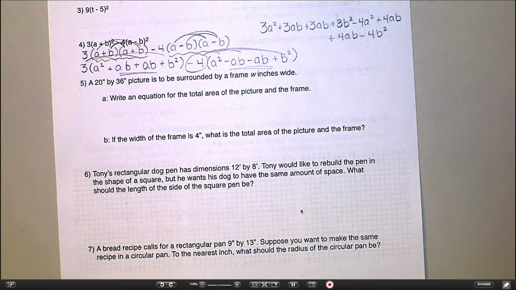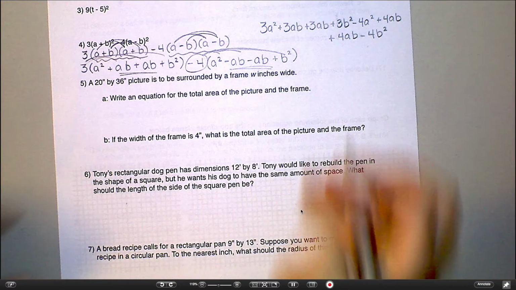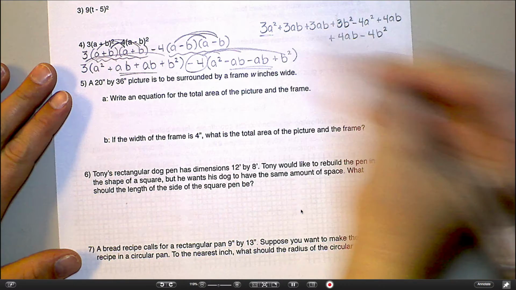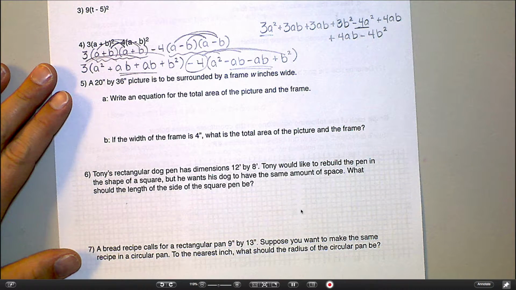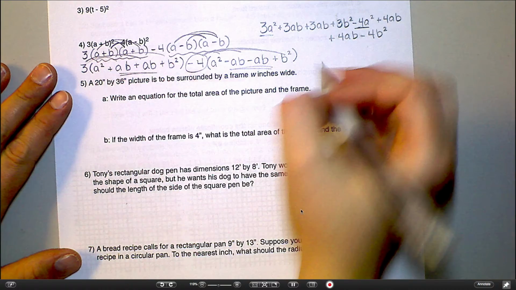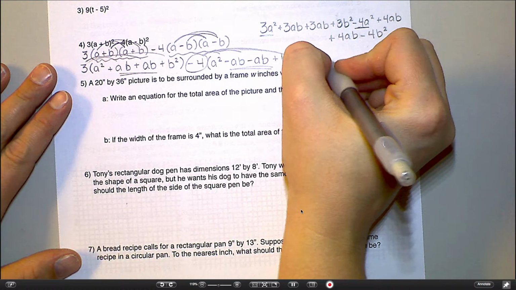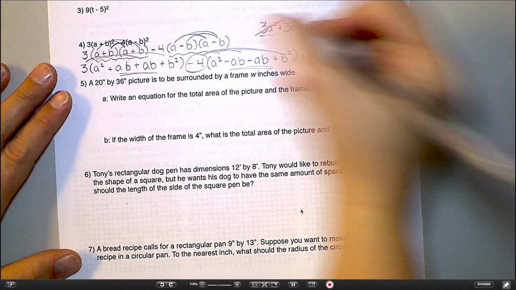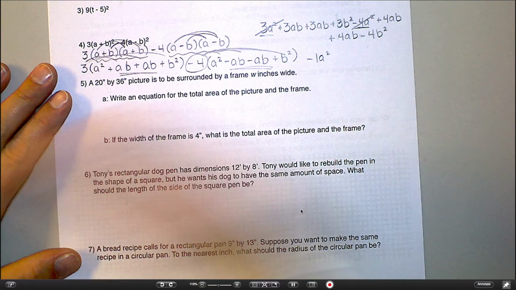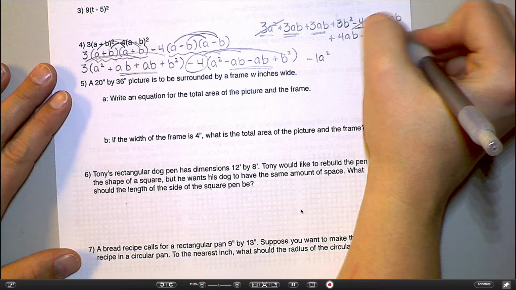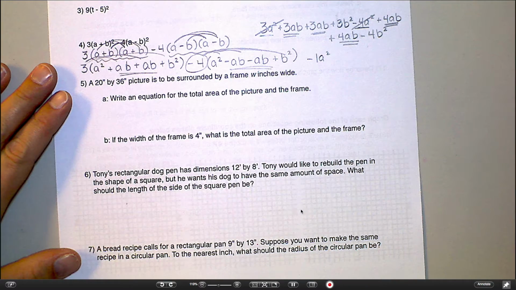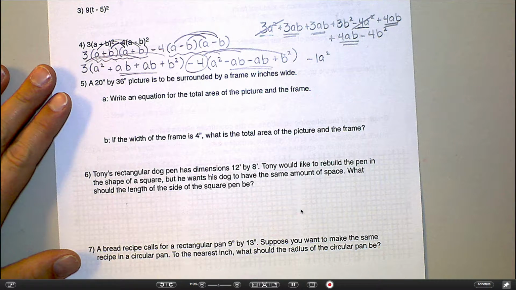Now what can I do? Now I can just start combining, right? So like 3a squared and negative 4a squared go together. What does that make? Negative 1a squared, yep. And I like to cross them out once I've combined them. I have 3ab, 3ab, 4ab, and 4ab, which I believe makes 14. Does that make sense? Where I got that from?